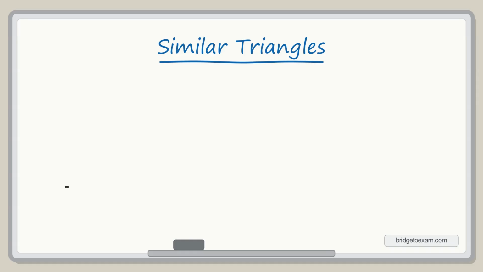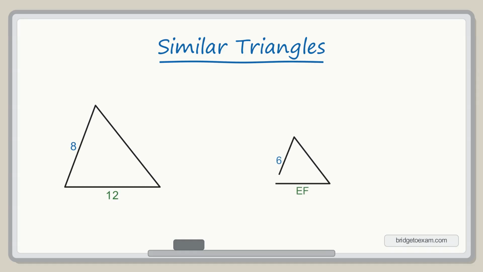Similar triangles have equal angles and proportional sides. Match sides opposite equal angles, then set up a proportion. If 8 matches 6 and 12 matches EF, then 8 over 6 equals 12 over EF, giving 9. And remember, area scales by the square of the factor. A triangle of area 36 scaled by 3 becomes 324.